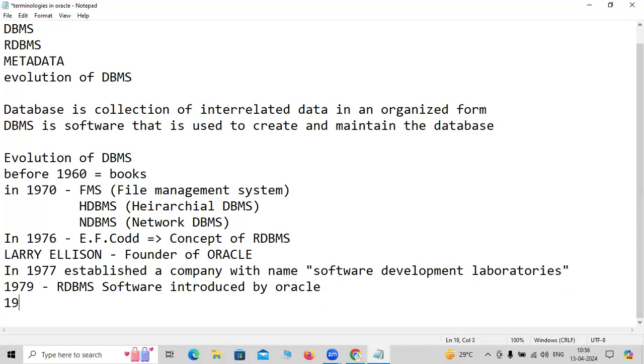So in 1983, the company was renamed as Oracle. So this is just an introduction to how the RDBMS came into the picture. So now we will see what is RDBMS.